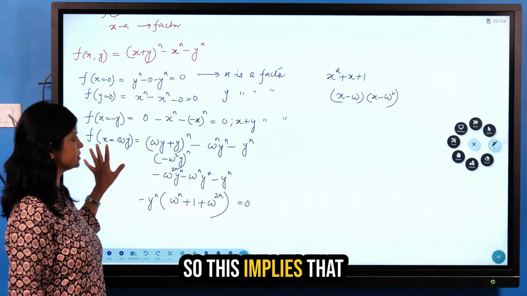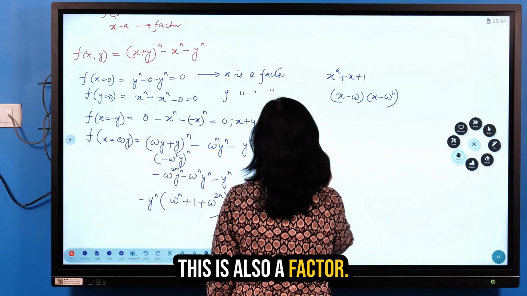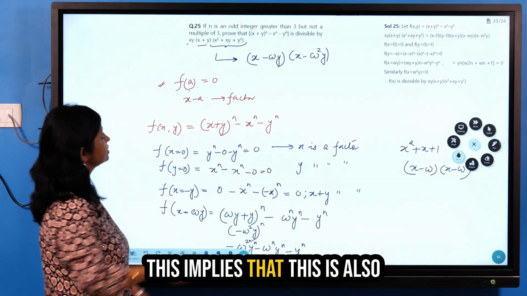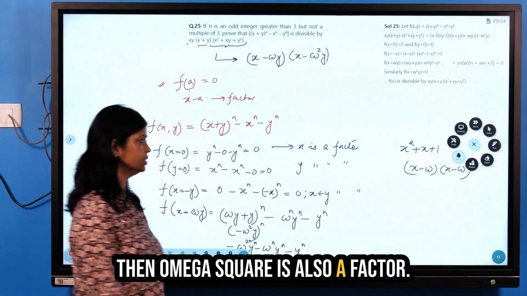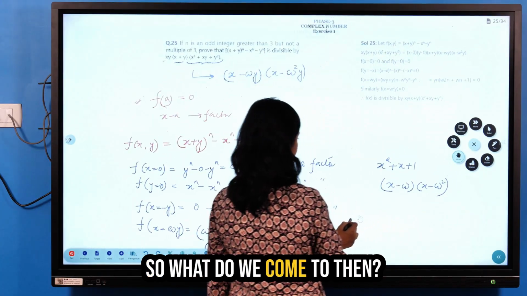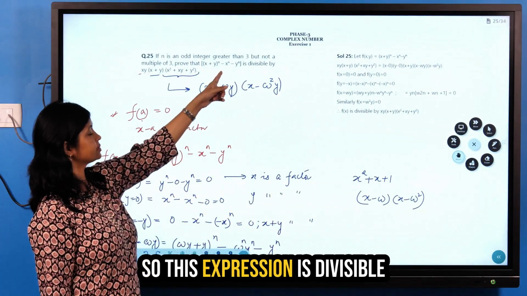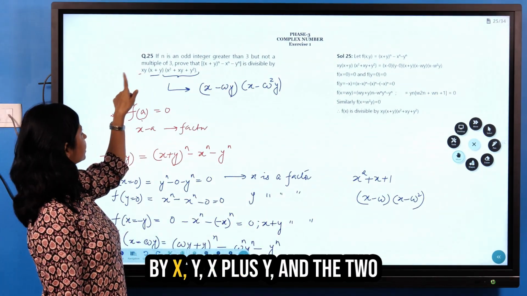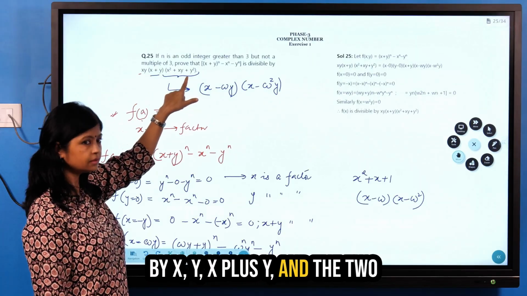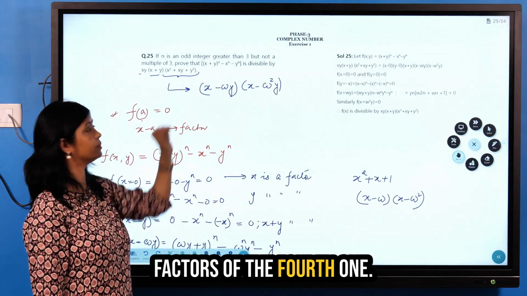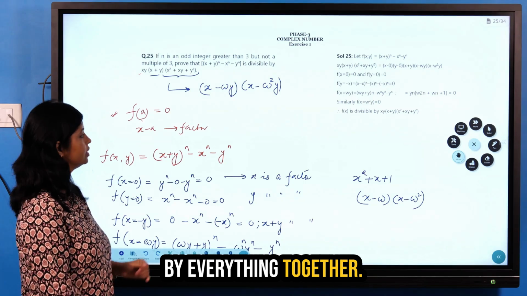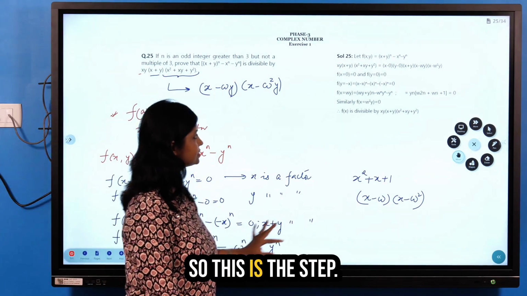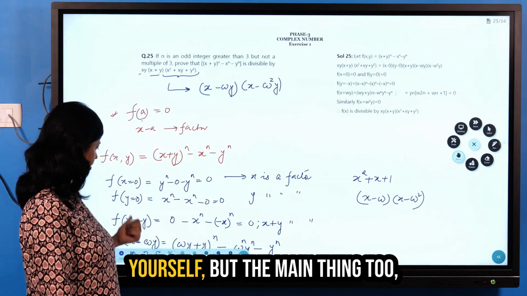So this implies that this is also a factor, and then you can check that if this is a factor, then omega square is also a factor. So what do we come to then? This expression is divisible by x plus y and the 2 factors of the 4th one. So that means it is divisible by everything together. So this is the step. You can go through it once more yourself.